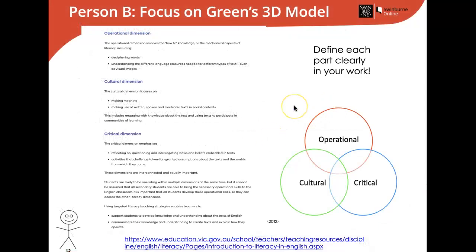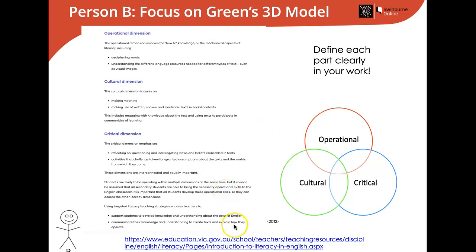All right, so person B is going to focus on Green's 3D model. Now, I apologize that this writing is a little bit small, but you do have the link to the Teaching Literacy Toolkit website here, and that will bring you straight up to this document so that you will be able to see it much more clearly. Person B, the first thing you're going to do is define the 3D model. That's going to be your first job, and it is going to take up a fair bit of your word count because you'll need to go through the operational dimension, the cultural dimension, and the critical dimension.